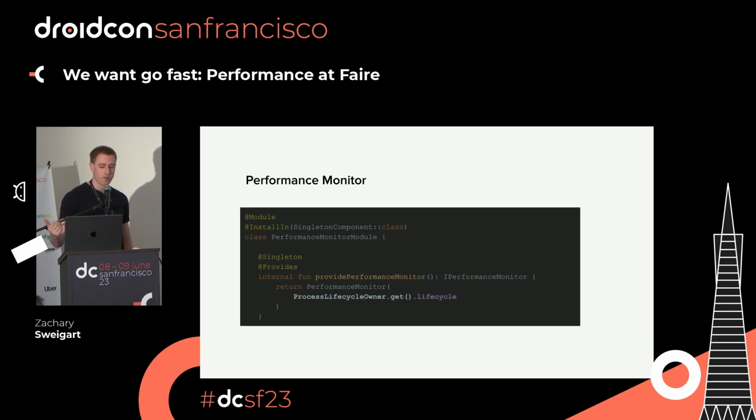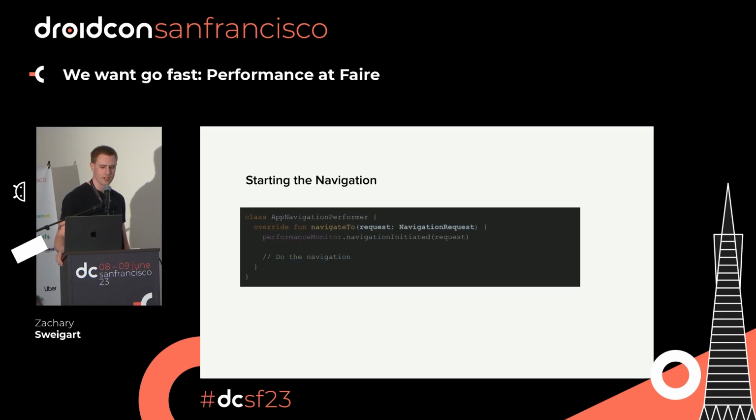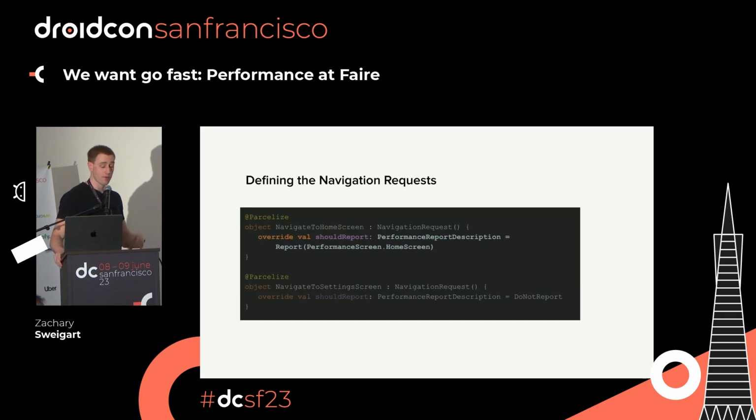And then when we create our performance monitor, you can see we pass in the process lifecycle owner. So that means that onStop is for the entire process when the app gets backgrounded. Next, in our navigation performer, you just pass in a simple navigation request, and the performance monitor kicks things off. And for developers, when they're creating these navigation requests, all they had to do was override this should report value with the name of their screen. And here you can see it's the home screen.